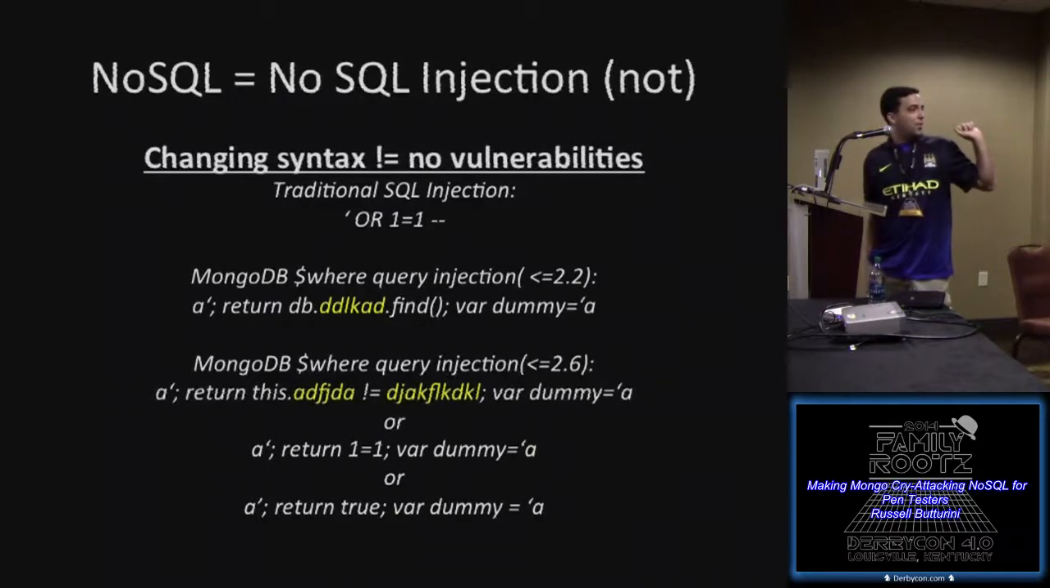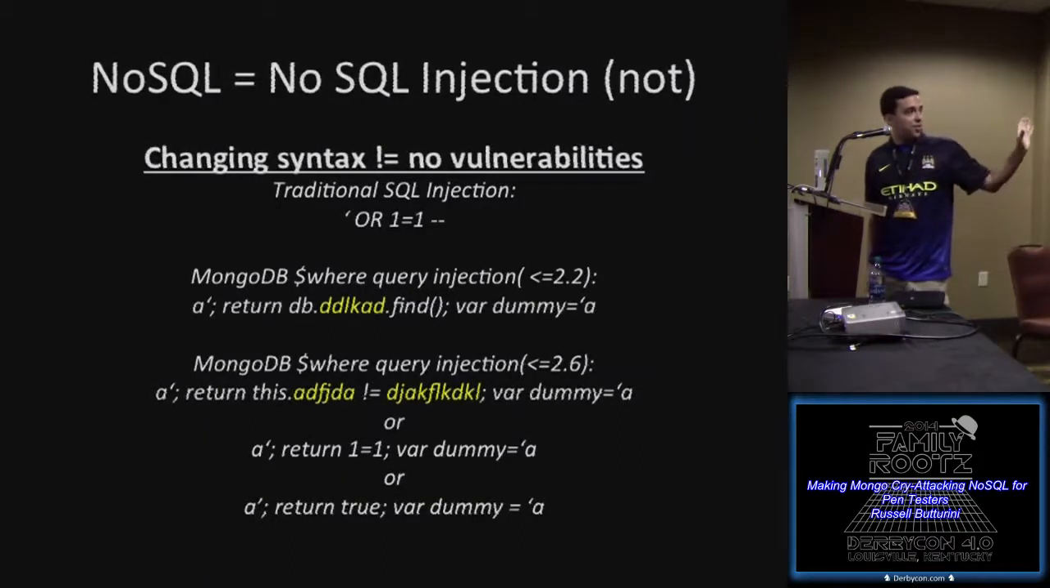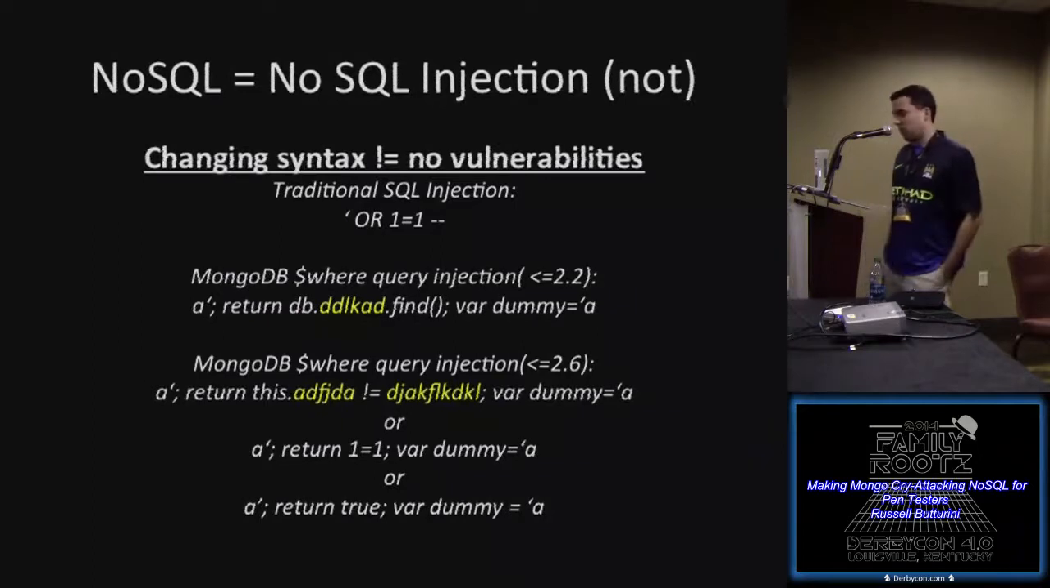The first one's kind of an interesting mutation. Mongo by default thinks it has everything in its database. So if I query for something that doesn't exist, it will say, yeah, I have that, and its value is null. So I say this.some_garbage_thing is not equal to some garbage thing. It says that condition equals true because this.some_garbage_thing is equal to null. So, or 1 equals 1, or just return true. And we can use that for some fun things.